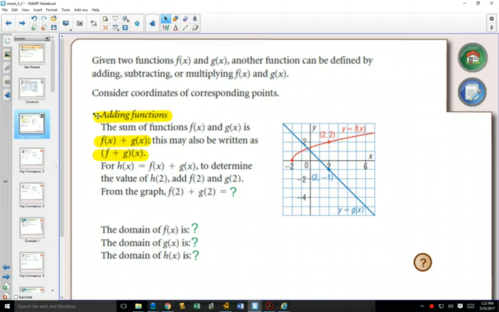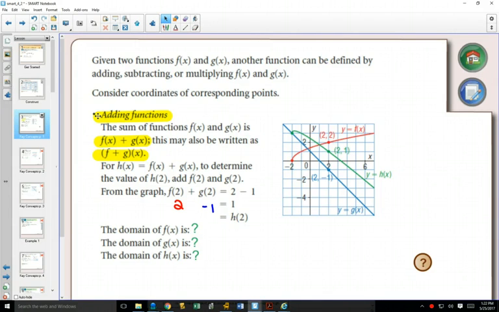So here they have, from the graph, f of 2 plus g of 2. Well, f of 2, that's our red graph, that's equal to 2. Because f of 2 says, what's the y value when x is 2? And g of 2 says, what's the y value for g of x when x is 2? And then we look at our blue graph, and that one's at -1. So if we go 2 plus -1, we get 1. And on our new graph, that's just adding up all those y values.